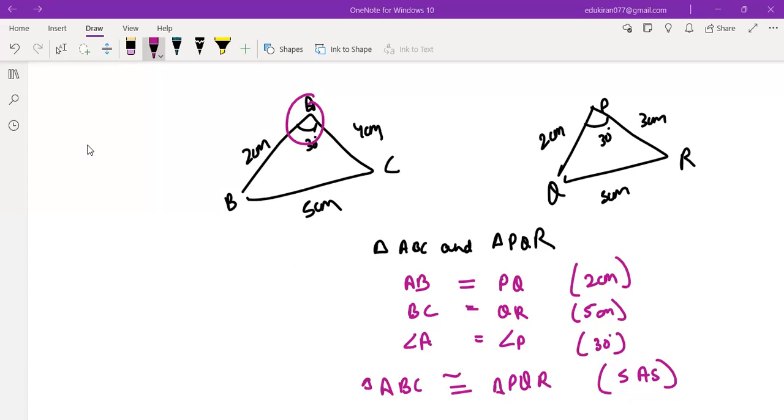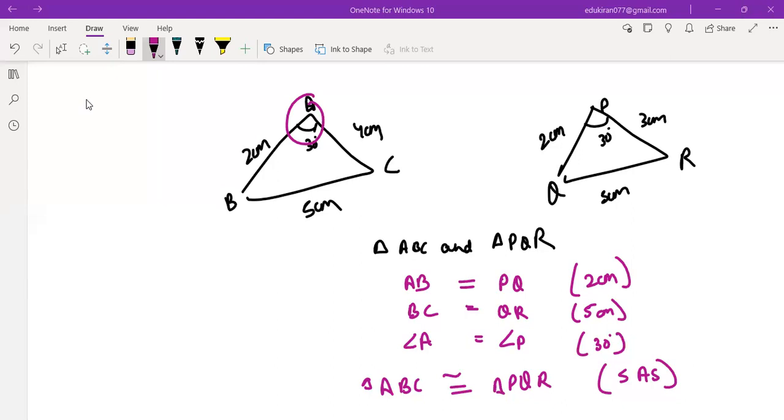Ma'am, I'm done. Ma'am, I have a doubt. Ma'am, here there are three sides given, but as the third side is not equal, so as both of them are not the same, we apply the SAS rule, right? Only if two sides are equal and an angle. So if the SAS rule is applied, SSS rule is not applied.